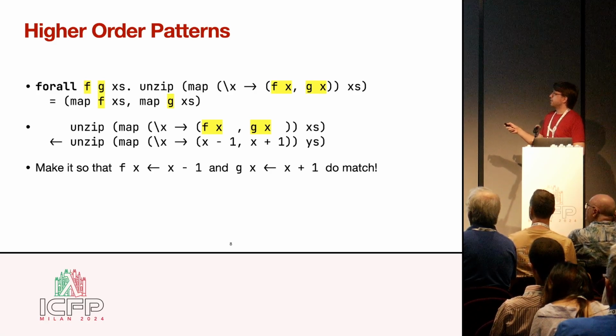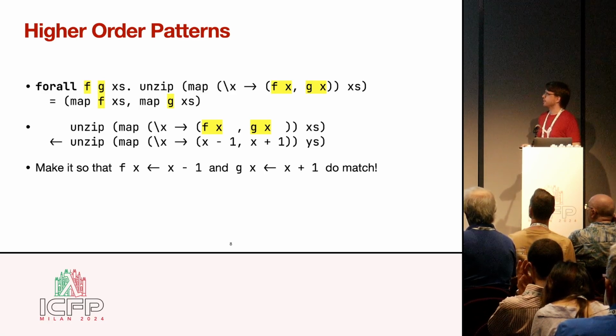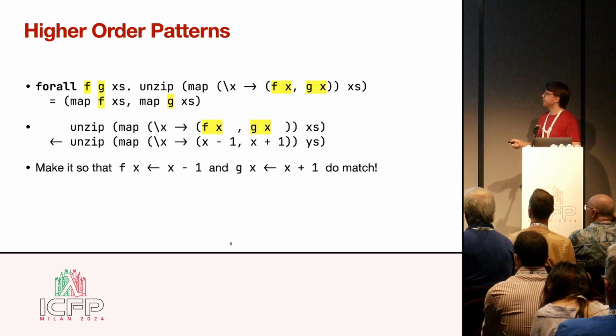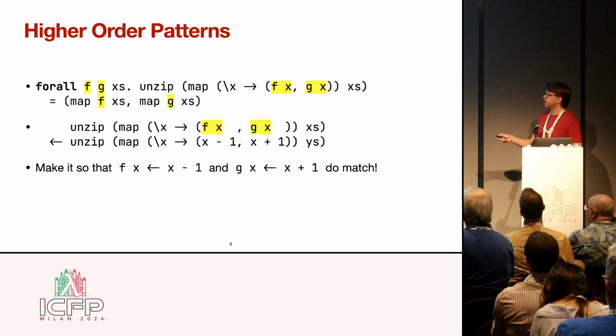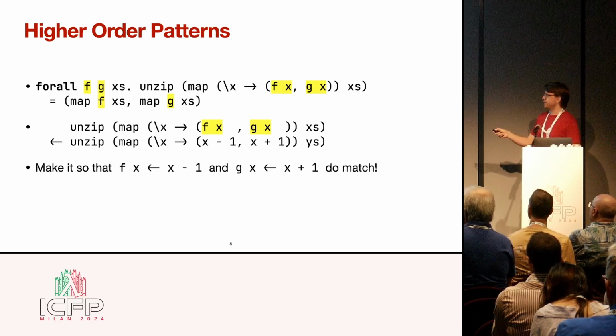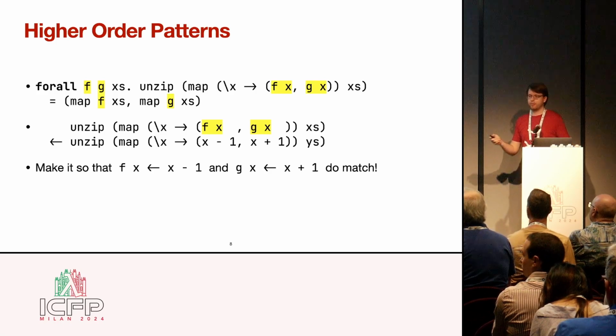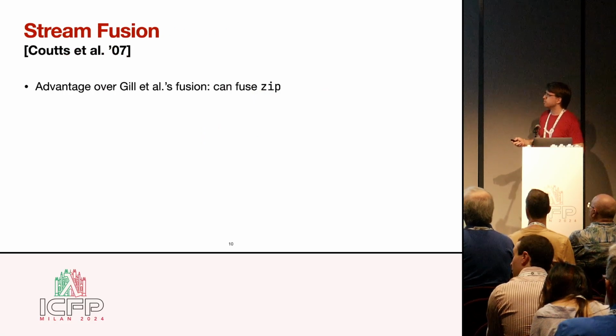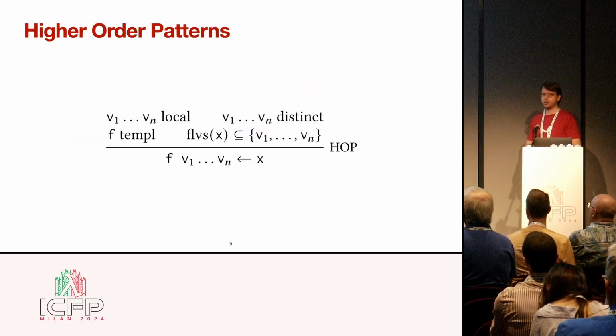So in this case, we want to allow both parts of the tuple to use the local variable x. We can look at this exact same matching, and now we get two matchings, fx to x minus 1 and gx to x plus 1. And for this, we still don't have a rule, but we can, of course, introduce our own rule, which I've called the higher order pattern rule.